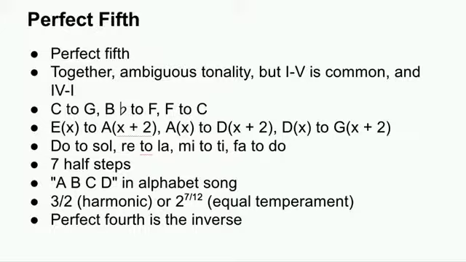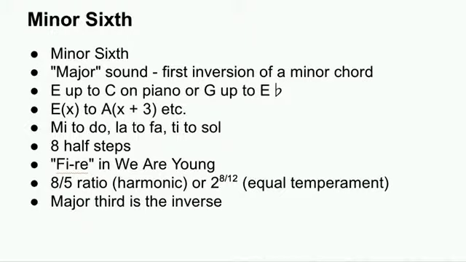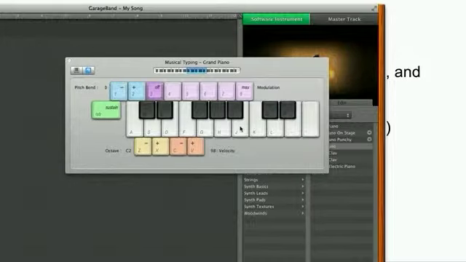In the alphabet song, from A, B to C, D, or Twinkle Twinkle in Twinkle Twinkle Little Star is a perfect fifth. The harmonic value for that is 3 halves, or 7 12th roots of 2 in equal temperament. Those two values are close, but they're not exactly the same. And then a perfect fourth is the inverse. So the inverse of C to G is G up to C, which is a perfect fourth.